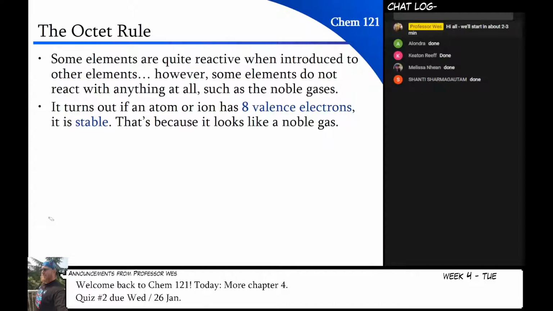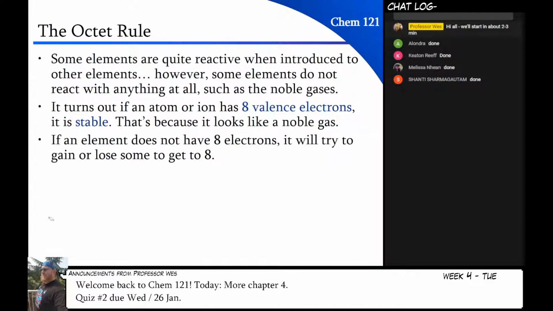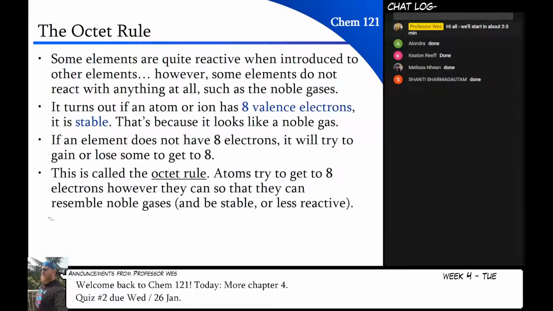So atoms on the periodic table have a tendency to try and get 8 valence electrons. If they have 8 valence electrons already, they are stable and do very little chemistry. If they don't have 8 valence electrons, the atom tries to attain 8. And this can happen either by adding electrons or removing electrons. We'll show how removing works in just a second. Adding should be pretty straightforward. And so this is called the octet rule. An atom will try to get 8 valence electrons so that it can resemble a noble gas and thus be less reactive.